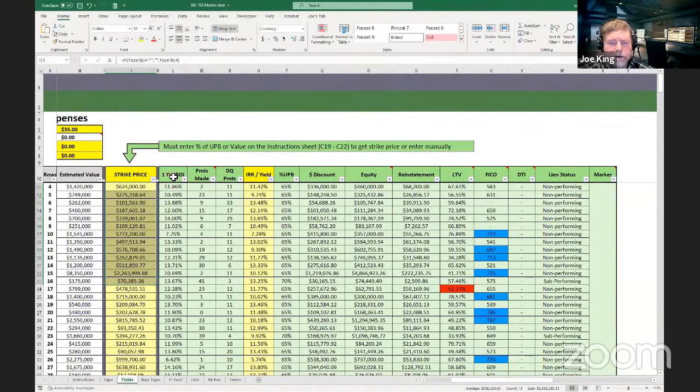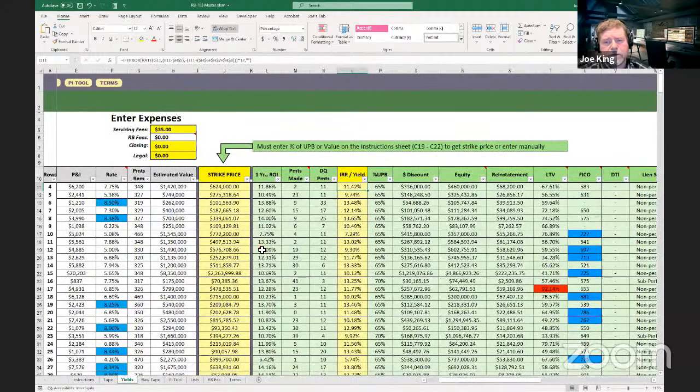What's our 1 year return on investment? The reason we have this in here is because sometimes there's a strategy to turn the property in 1 year. And if that's the case, this would be our return on investment. So this also has the payments made just like before, our delinquent payments, which is important, and our yield. Now this yield is based on us reperforming that note. So the faster we can reperform it, the faster this yield is going to happen.